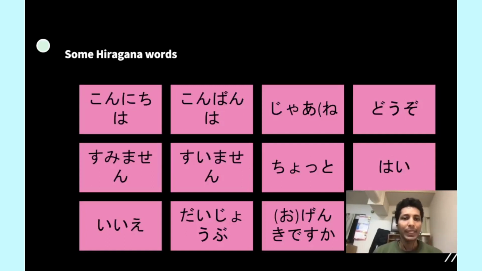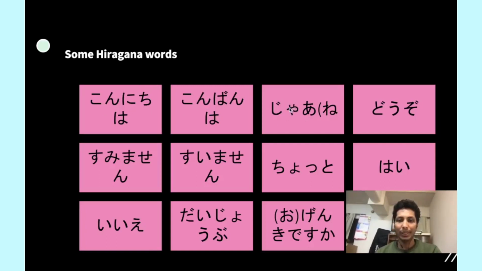Okay, so this is an example of some typical hiragana words. As I said, native Japanese words will be written in hiragana, and see, konnichiwa. Konnichiwa means hello. Konbanwa means good evening. Good evening, right?